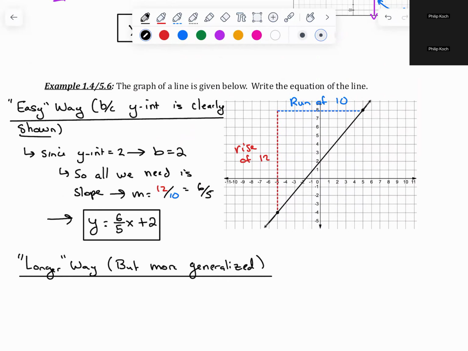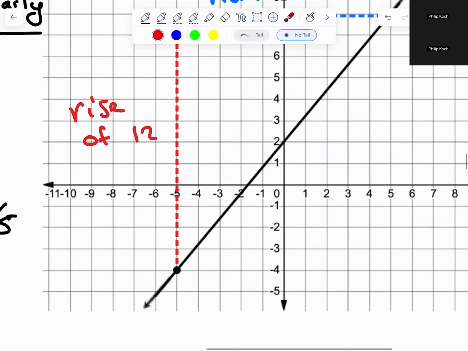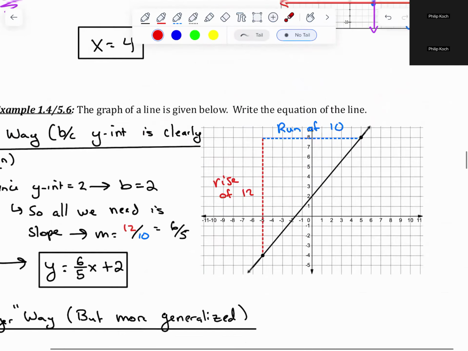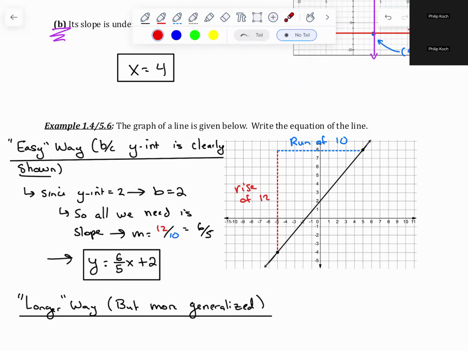Now, there is a fast way, which I've written here. I call it the easy way because it's fast. It's because we already see that the y-intercept is 2. So if that's the case, then you can immediately know what the b value is in the slope-intercept form. B is 2, so all we need to do is find the slope, because then we have y equals mx plus b, which we can do by either using the slope formula using these 2 points, or if they're nice points, we can use just the rise over the run, which in this case we did do.